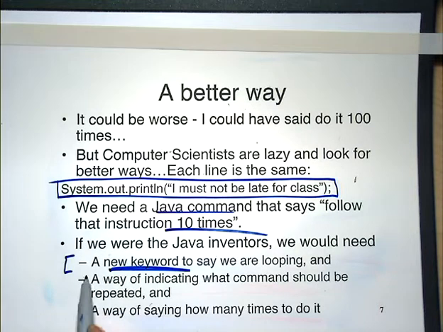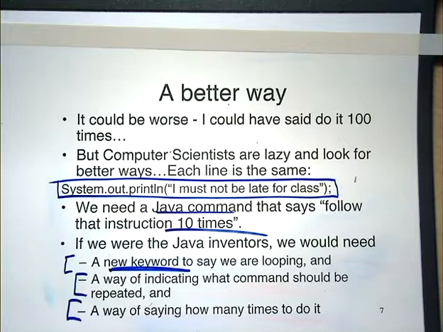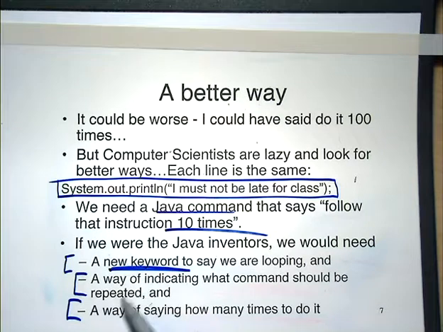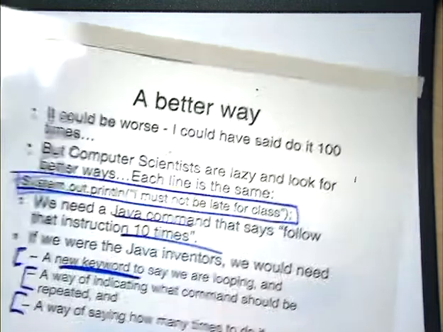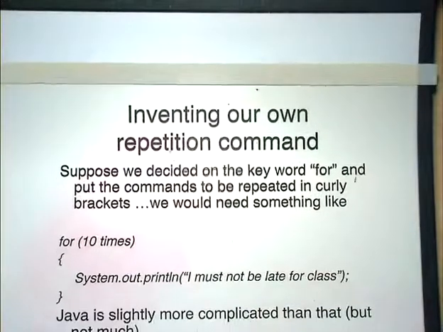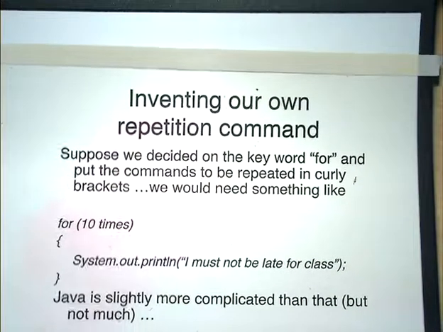We also then need a way of indicating what should be repeated. What is it that we've got to do 10 times? So we need some way of indicating that. And then the final thing is we need a way of saying how many times to do it. Is it 10 times we want to do it, 5 times, 100 times, 1,000 times? So those are the 3 components that we've got to specify. So if we were inventing a really simple way of doing this, this isn't quite the way you do it in Java, but it's not much more complicated in Java.